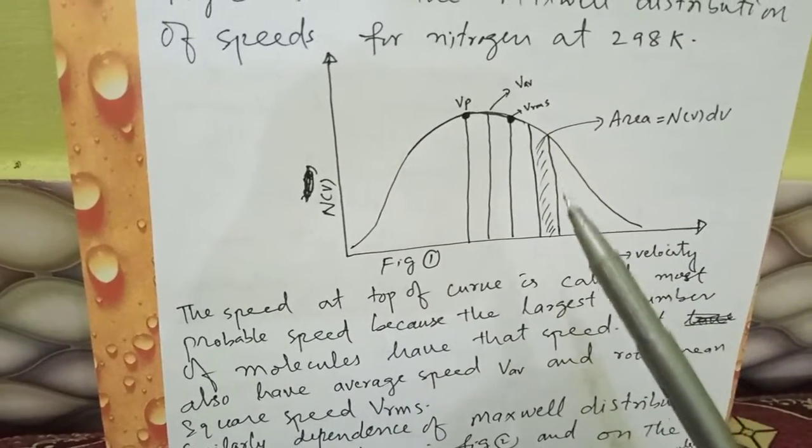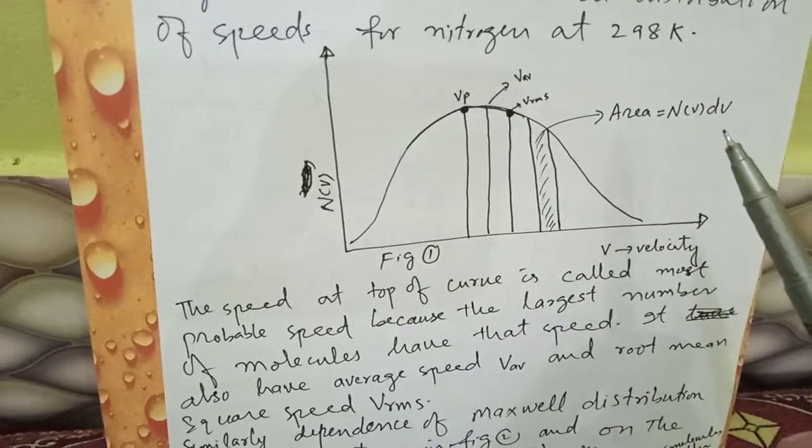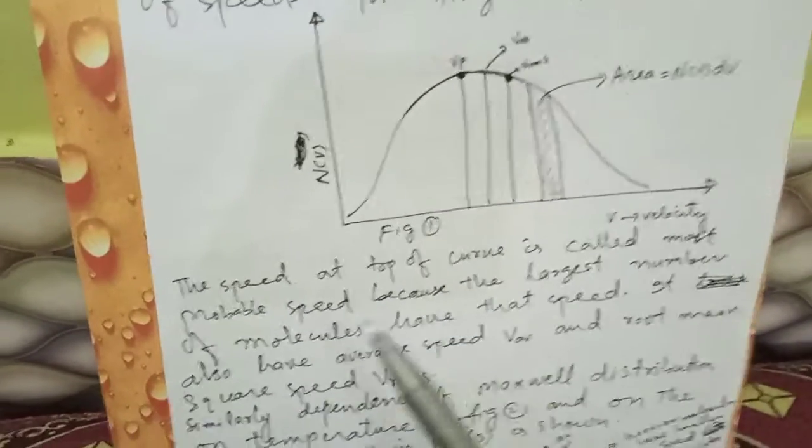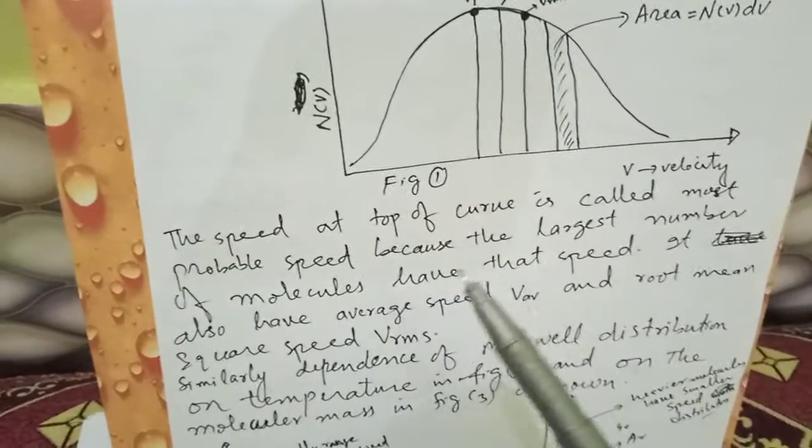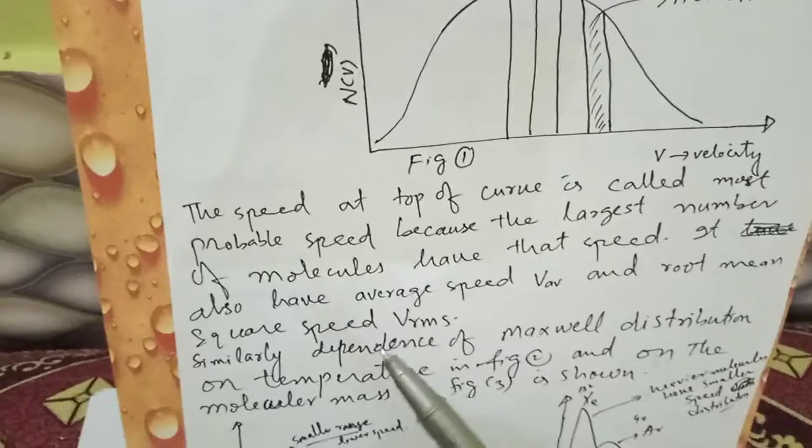The area under this curve shows N(v) times delta v, which gives the number of particles. The speed at the top of the curve that I have shown here is the most probable speed, because the largest number of particles have the same speed.